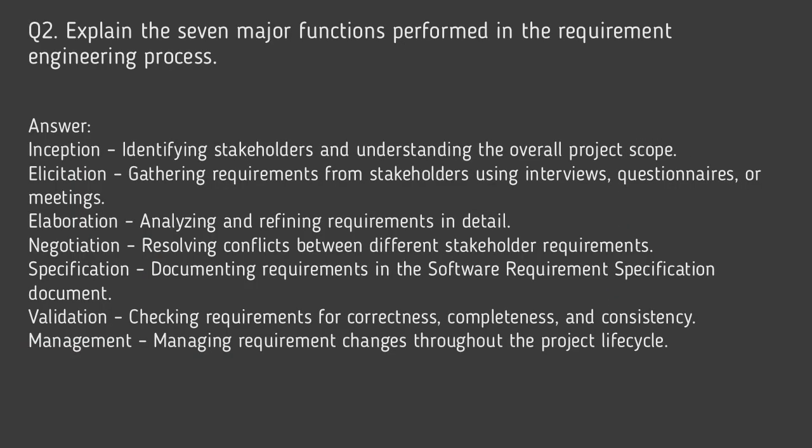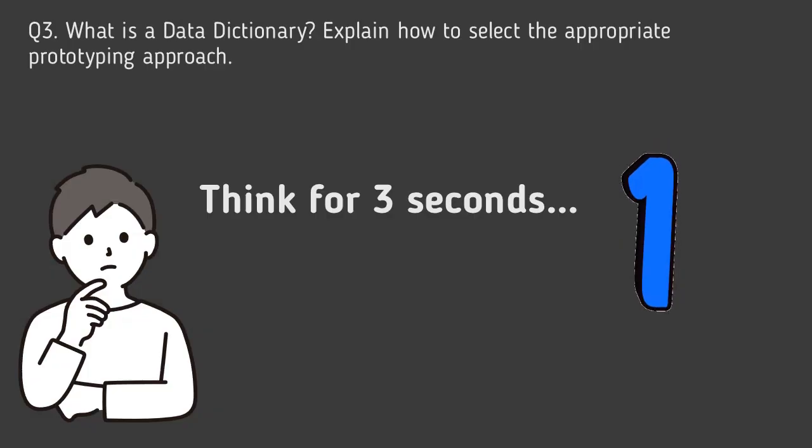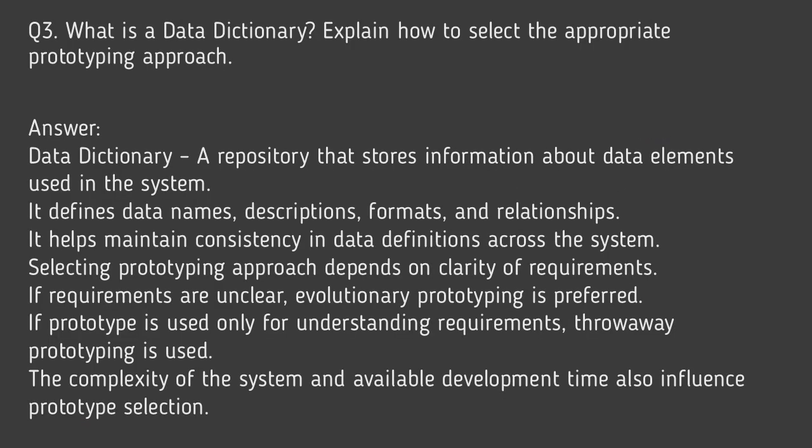Requirement engineering includes several activities such as inception, elicitation, elaboration, negotiation, specification, validation, and requirement management to ensure accurate system requirements. A data dictionary defines and stores detailed information about system data elements.